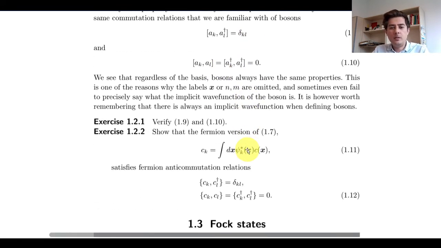Okay, so that's basically the content of this section 1.2. So let's also go through a couple of these exercises here. In exercise 1.2.1, it says to verify equation 1.9. So let me just do that now.